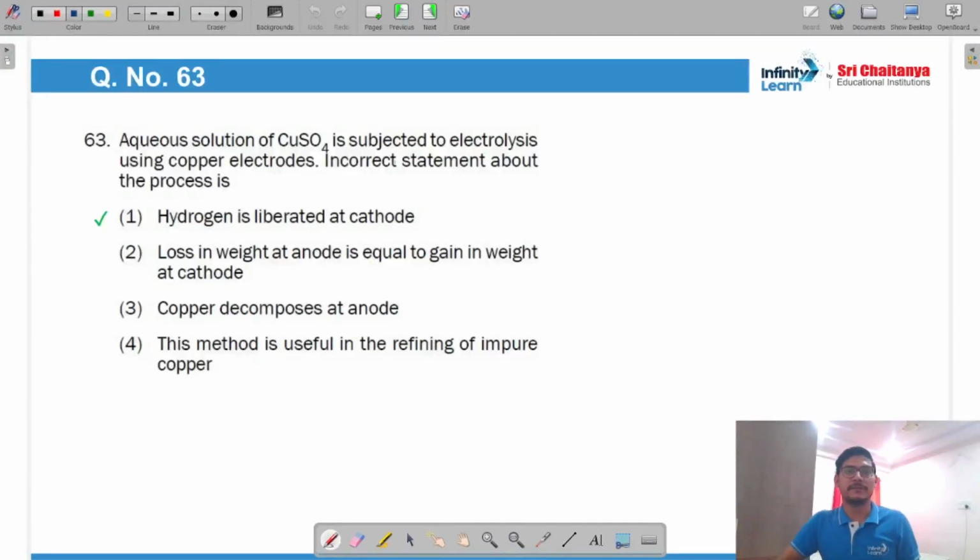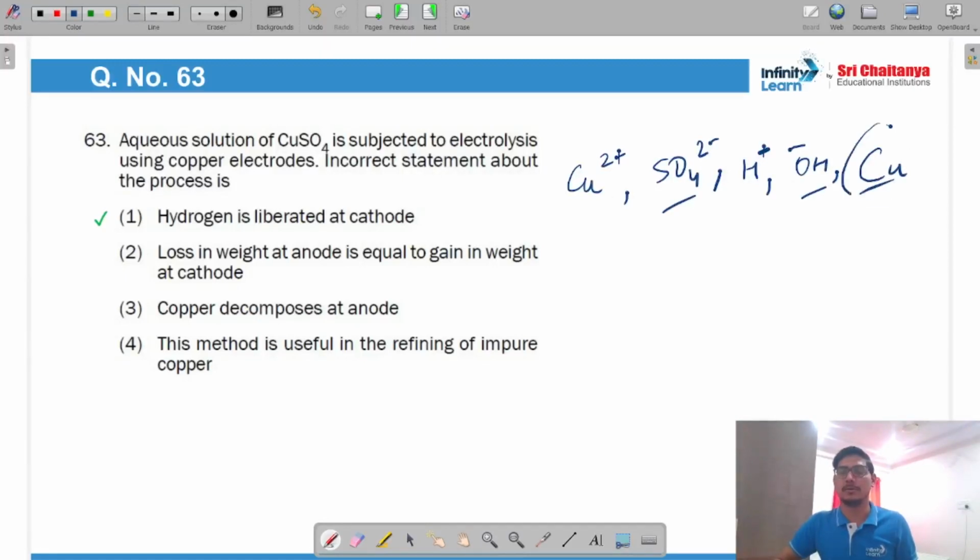Aqueous solution of copper sulfate is subjected to electrolysis using copper electrodes. The incorrect statement about the process is: hydrogen is liberated at cathode. No. Let us see the ions. Copper ion, sulfate ion. Out of water we get H plus and OH minus, and copper electrodes. Alright. So at anode, out of copper, sulfate and hydroxide, copper will undergo oxidation, right? And at cathode, out of cupric ion and H plus ion, cupric ion will undergo reduction. So incorrect will be hydrogen is liberated at cathode.